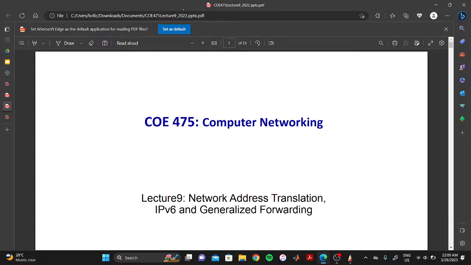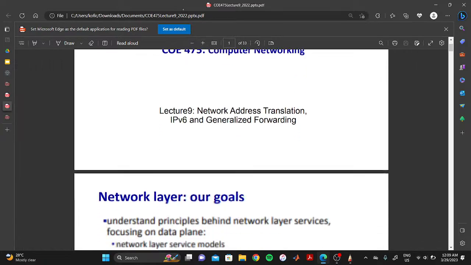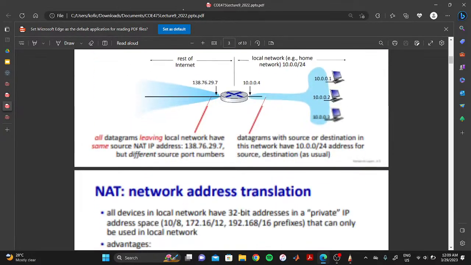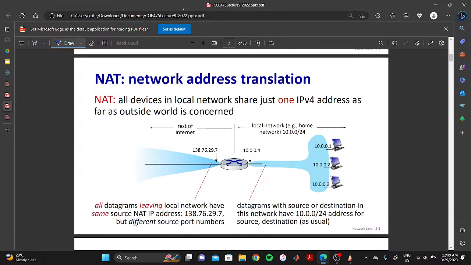Okay. So NAT basics and generalized forwarding. So that's important. Right? Yes.